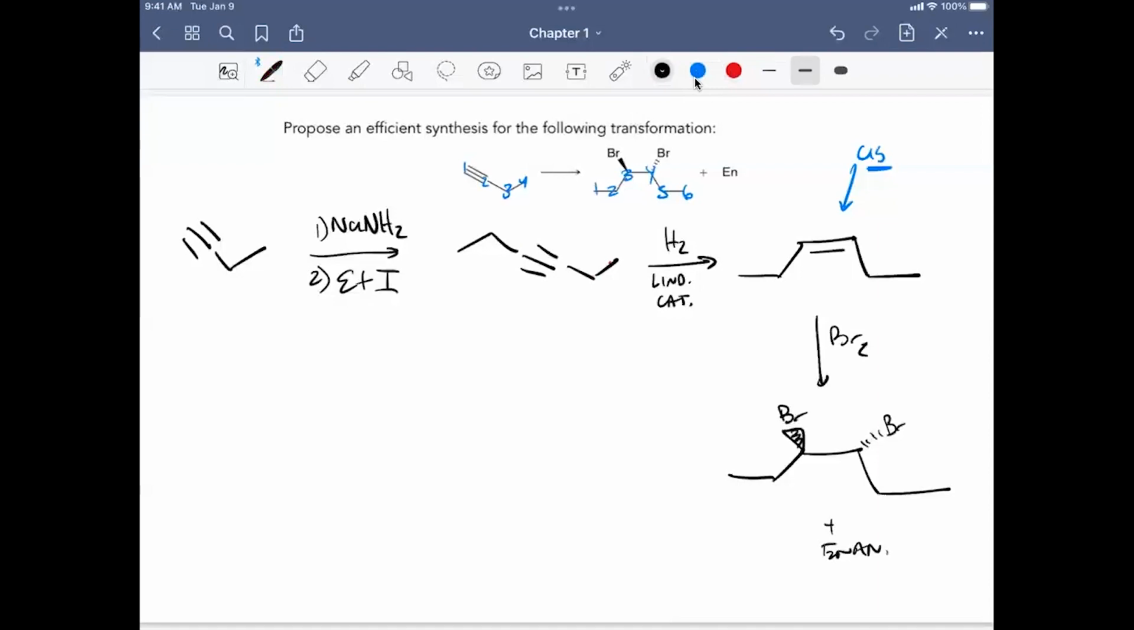So that is our synthesis, right? It's not too hard. Identify how many carbons there are in the product rather than the reactant. And use those reagents that you guys have memorized or used and go through the synthesis.